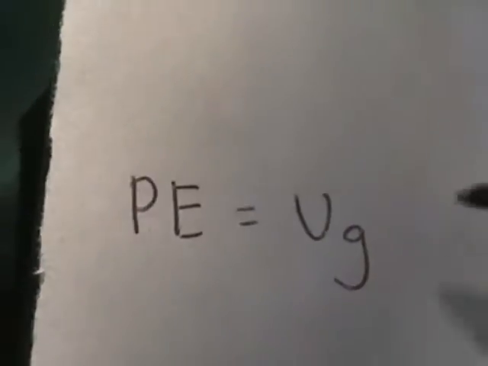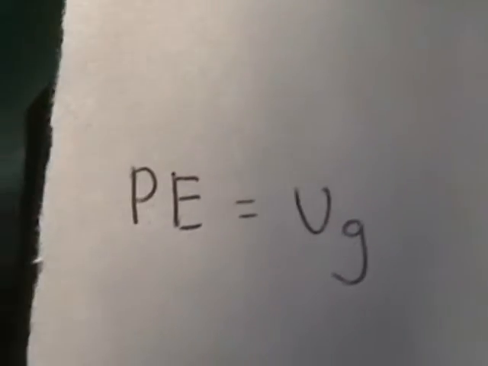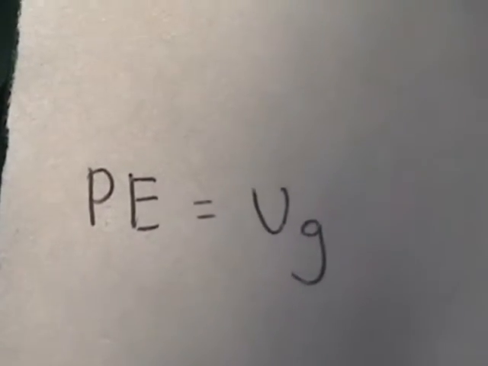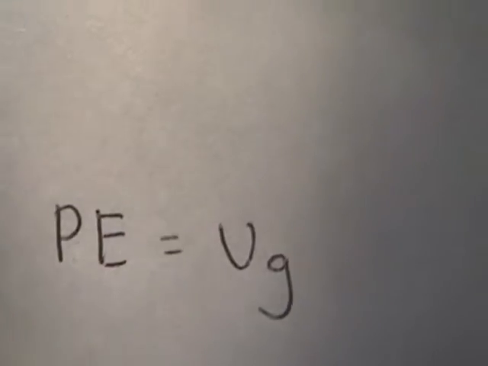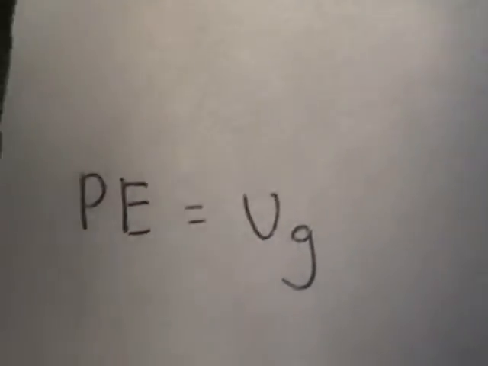Oh yes, for future reference, in case you have a bogus physics professor sometime in the future, the potential energy on Earth is also known as U sub g, because it's the gravitational potential energy.